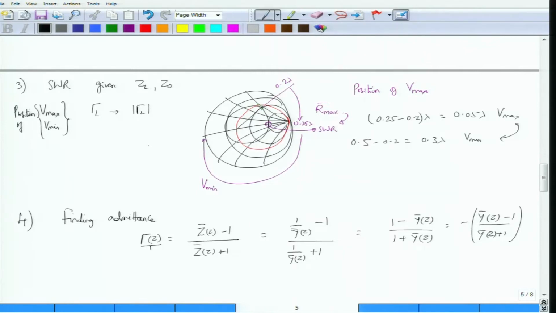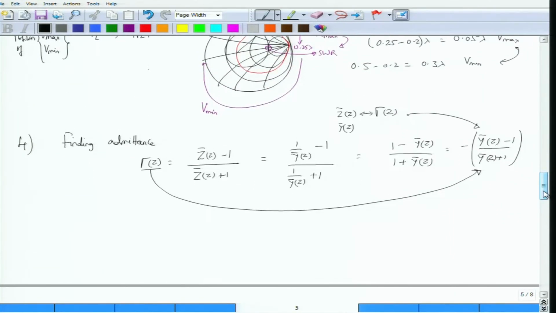Now if you go 180 degrees onto the other side, which would be diametrically opposite, you actually express gamma of z in terms of y bar of z, which is the admittance. Now there is a 1-to-1 correspondence between z bar of z and gamma of z, and this equation seems to tell you that there is also a 1-to-1 correspondence between gamma of z and y bar of z. Therefore you can use the Smith chart both as an impedance chart as well as an admittance chart.